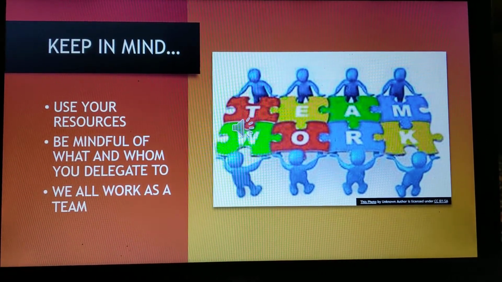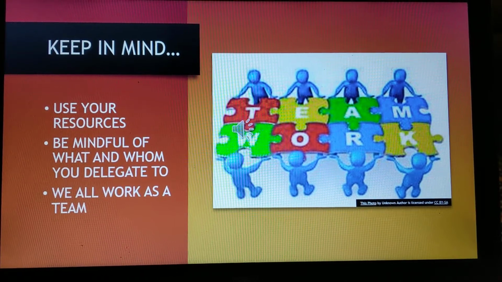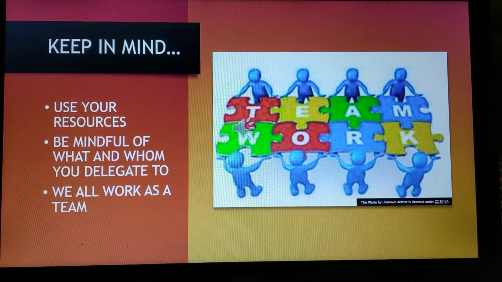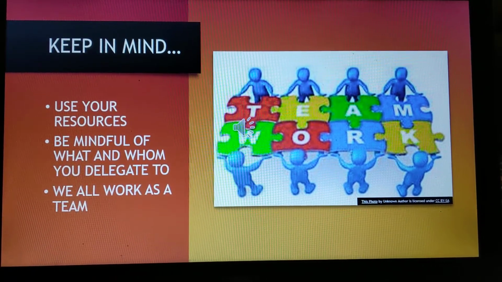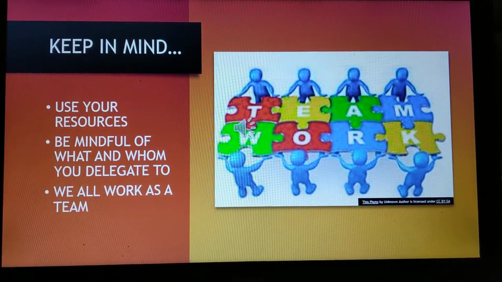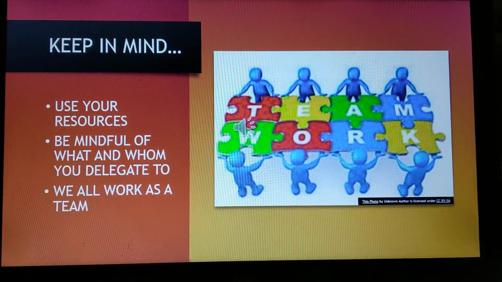Life on the floor can get overwhelming at times, so we must be mindful of the resources that we have. If a task can be delegated, then do so in order to help the shift move more smoothly. Just remember to be mindful of who you're delegating to and what tasks you're delegating. Follow up on those delegated tasks because they are ultimately your responsibility.